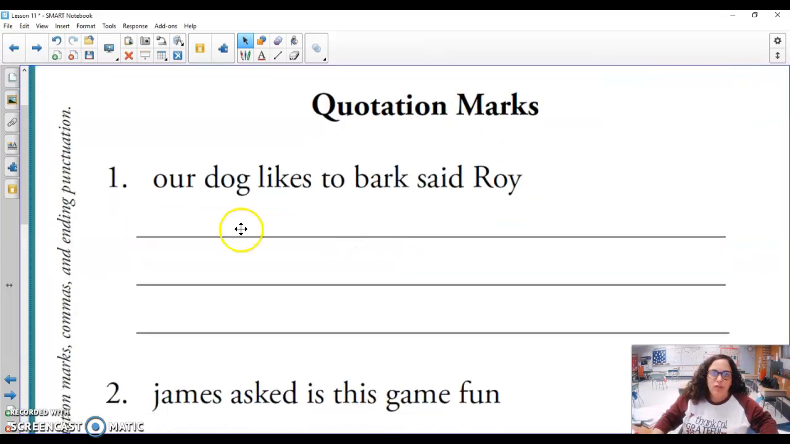Okay, so what we have to do is we have to fix these sentences. We need quotation marks, we need punctuation marks, and we need capital letters. So number 1 says, our dog likes to bark, said Roy. So remember, where is Roy starting to talk? Right in the beginning of the sentence. So we're going to start it with quotation marks. Oops, let me get a different color, sorry. So remember, your quotation marks go up in the air. And the first letter or the first word in your quotation mark is always capitalized, just like it is in the beginning of a sentence.